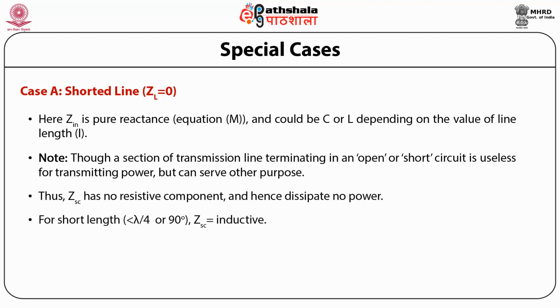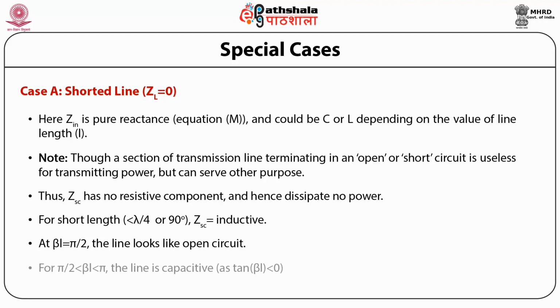So for short length less than lambda by 4, or 90 degrees, ZSC is inductive. At beta L equal to pi by 2, the line looks like an open circuit. So for pi by 2 less than beta L less than pi, the line is capacitive, as tan of beta L is less than 0.